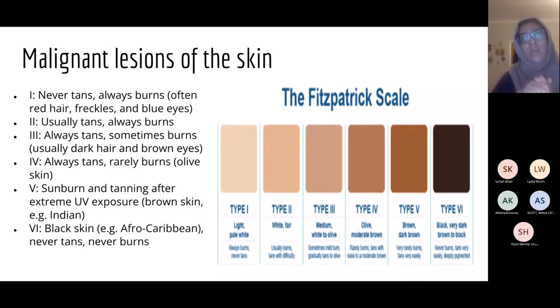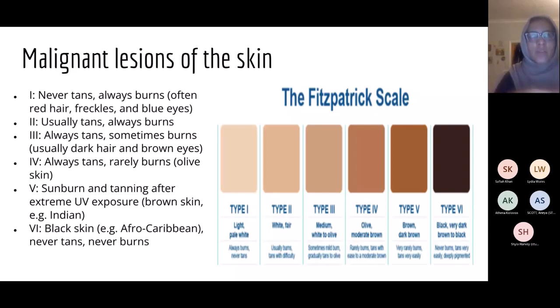But other risk factors you might want to mention when taking a history from someone are things around their UV exposure. So things like, for example, do they go on holiday often? Are they going to areas where there's loads of sun? Were they born in this country, or were they born in an area where it's sunny and they were exposed to a lot of sun for many years of their lives?